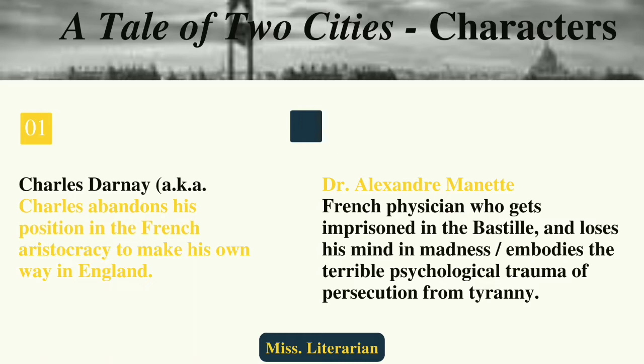Charles Darnay, otherwise called Charles Evermont. Charles makes his own living by abandoning his position in the French aristocracy. He belongs to a French noble family. He was between 20 to 25. Dr. Alexander Manette is a French physician who gets imprisoned in the Bastille. Over his imprisonment, he loses his mind. He experiences psychological trauma of persecution from tyranny. The meaning of tyranny is cruel and unfair use of power by a person.